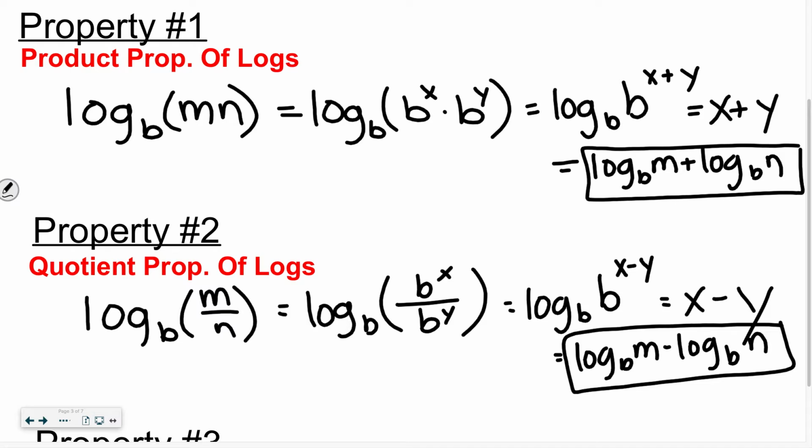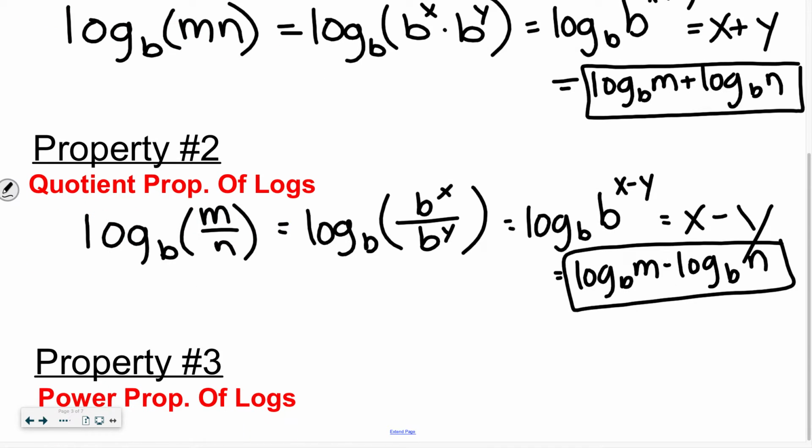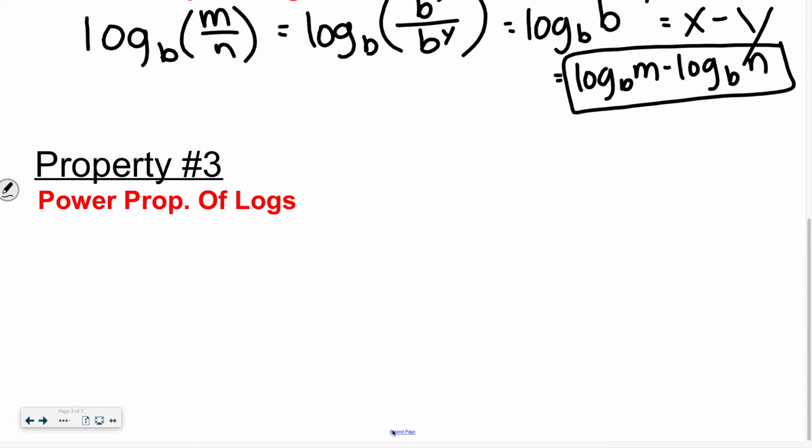Now, one important thing to note is that anything that's in the denominator, anything that's being divided, when you break up those logs, which is called expanding, it's going to have a negative in front of it if it's in the denominator. If it shows up in the numerator, it's going to have a positive log. So you can always know what sign the log should be if it's in the numerator or if it's in the denominator.